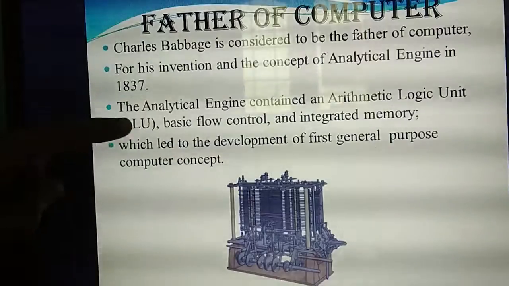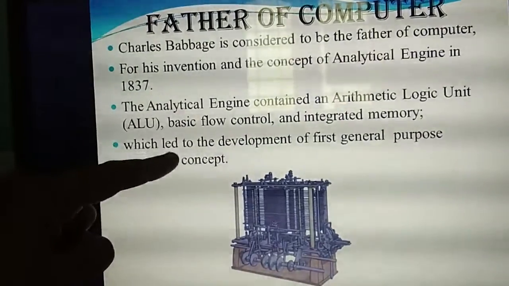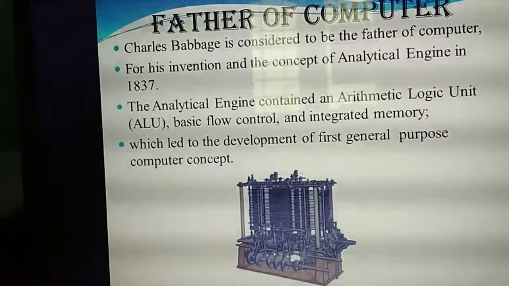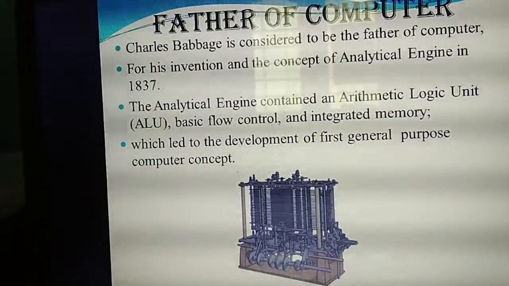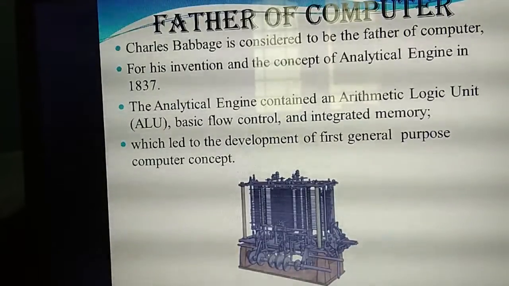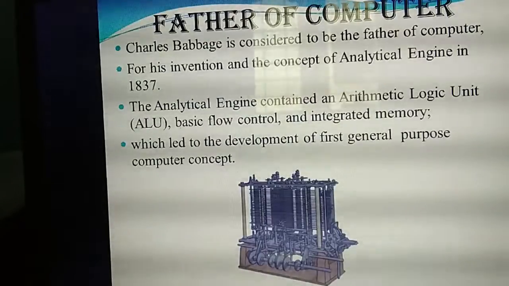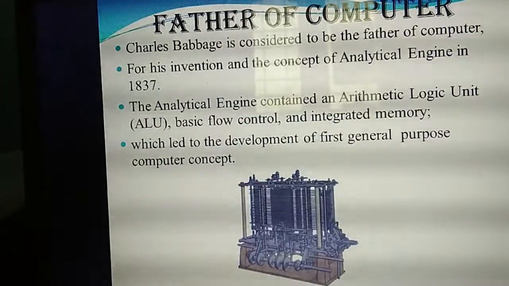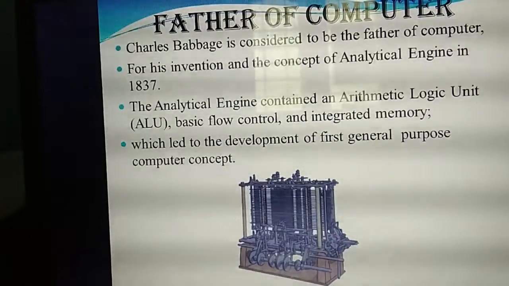So three things in the analytical engine. What are they? Arithmetic logic unit, ALU, basic flow control, then integrated memory. What do you mean by memory? The things you are storing, that is called memory. A lot of memory devices are there. Already you know many: memory card, pen drive, phone memory. Humans also have a memory part, the brain. Likewise, in a computer also a lot of memory things are there.